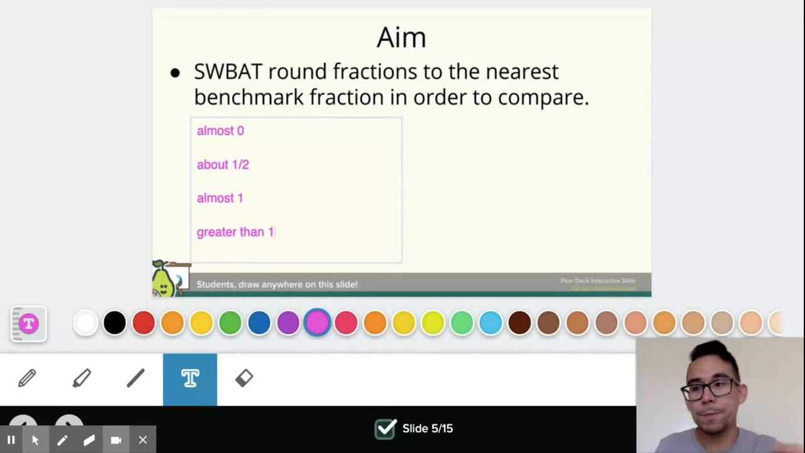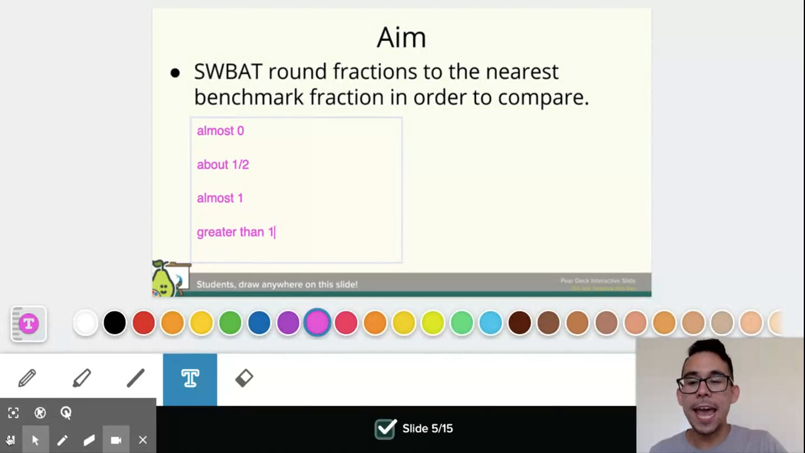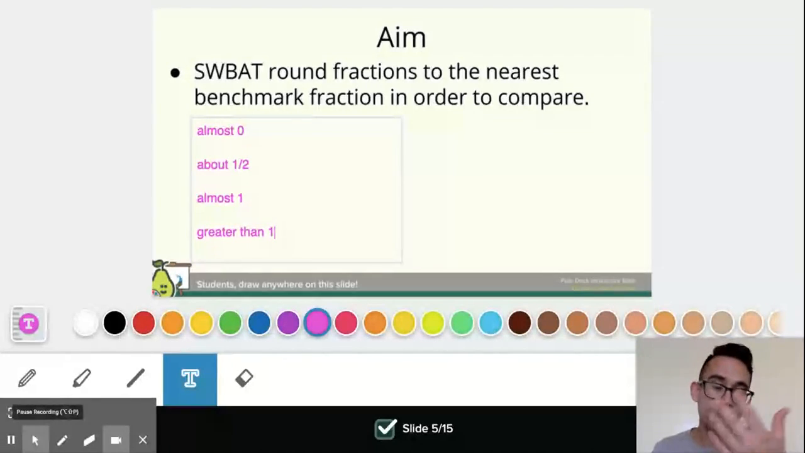But sometimes we still are going to want to use a common denominator if we feel like these benchmarks don't help us compare two fractions or more than two fractions. So that'll be the decision we'll need to make throughout this lesson, and you'll be able to start to compare numbers using benchmarks just like this starting on your Think About It.